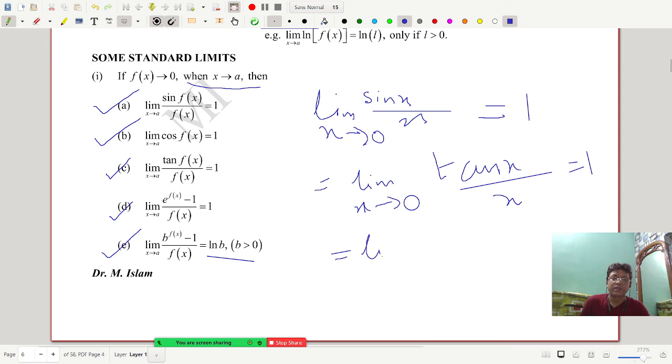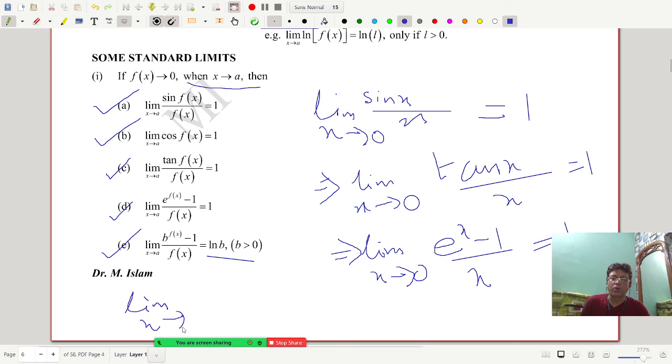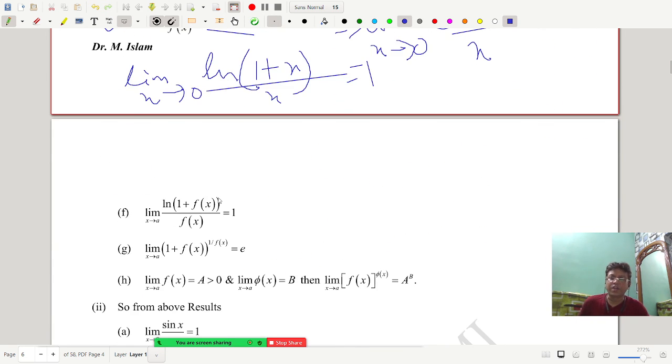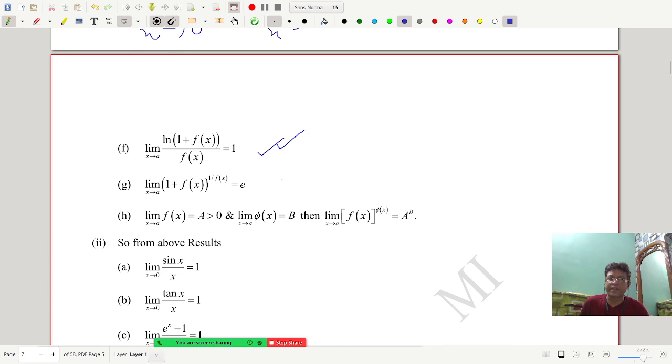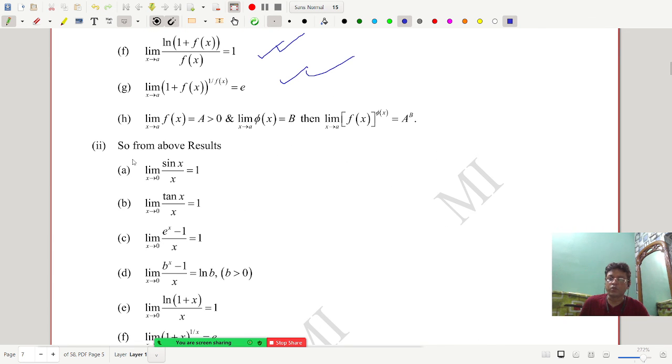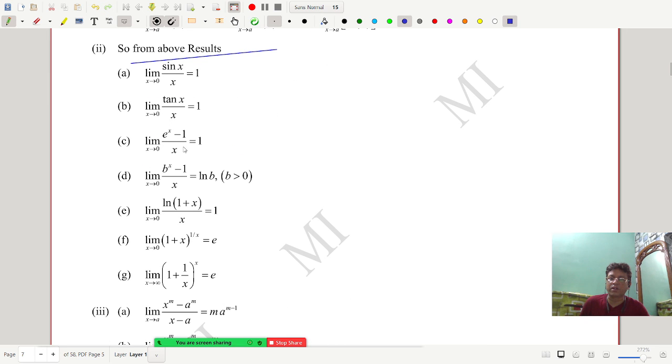Also we can write limit x tends to 0 of e to the power x minus 1 by x equals 1. Also we can write limit x tends to 0 of ln(1 plus x) by x equals 1, log base e. So these are all standard limits. These are the results I have explained.